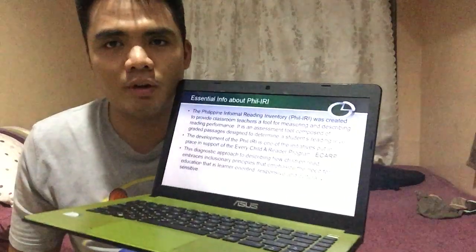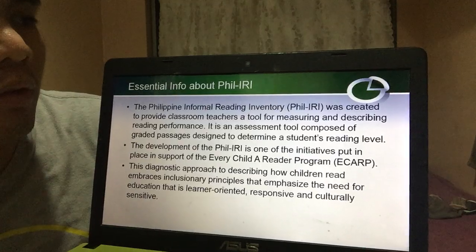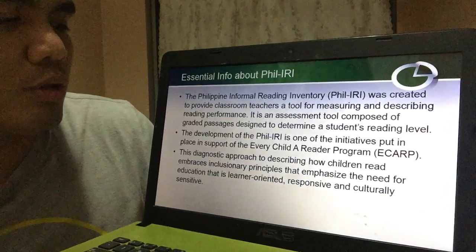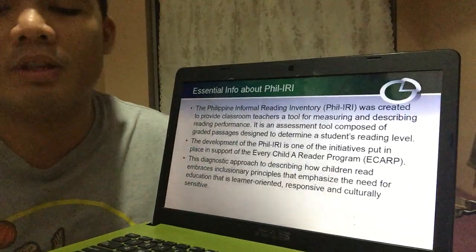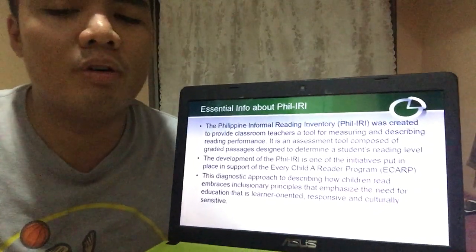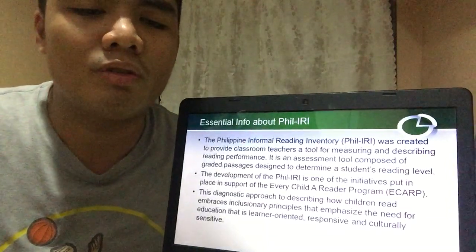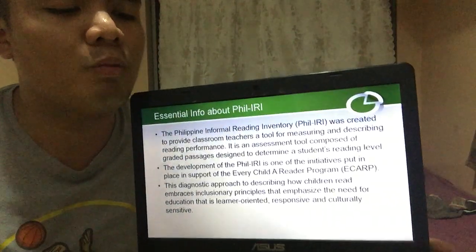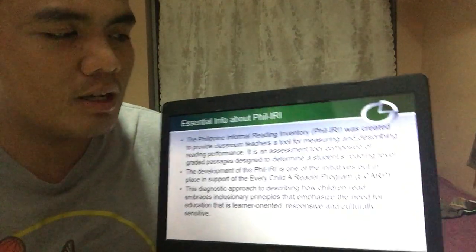First of all, the Philippine Informal Reading Inventory, or the PHIL-IRI, was created to provide classroom teachers a tool for measuring and describing reading performance. It is an assessment tool composed of graded passages designed to determine a student's reading level. Now, these types of tests are not really a determination of how good they are as students in general. Some students may be intelligent at times, but they are not really good readers. This is only an assessment to determine what type of test would be appropriate for them, rather, their reading level.